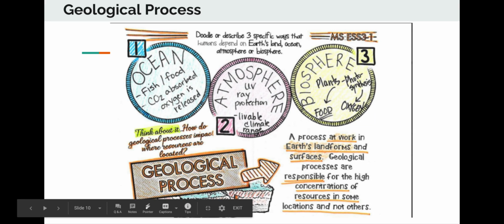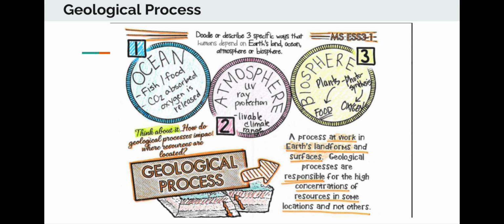Now we're going to talk about something called geological process. Before we get to that directly, we need to think about what we as humans rely on our Earth for. So in our ocean, we rely on things like fish for food. We also rely on ocean plants to absorb carbon dioxide and release oxygen. In our atmosphere, we rely on the atmosphere to protect us from UV radiation. We also rely on the atmosphere to moderate our climate range and to make our planet livable.